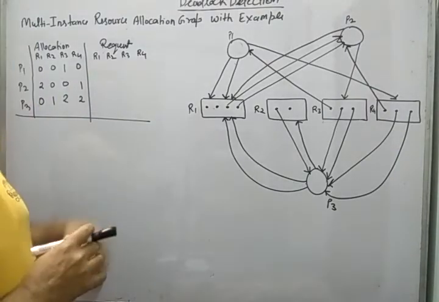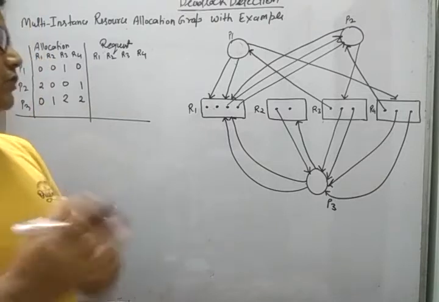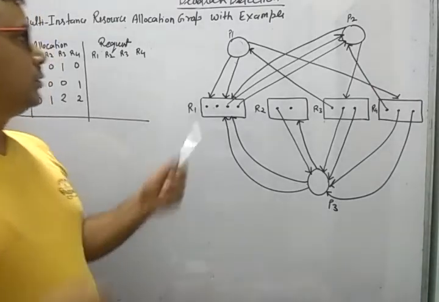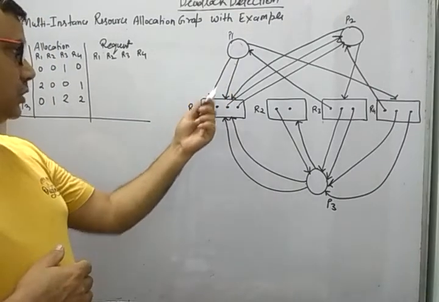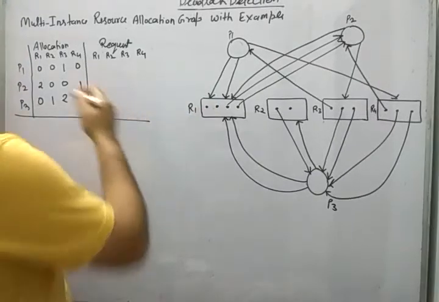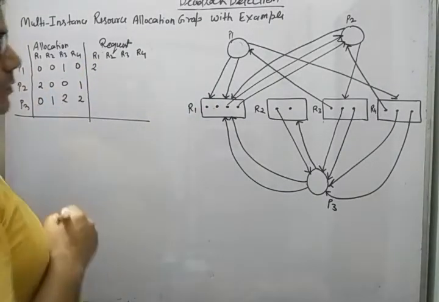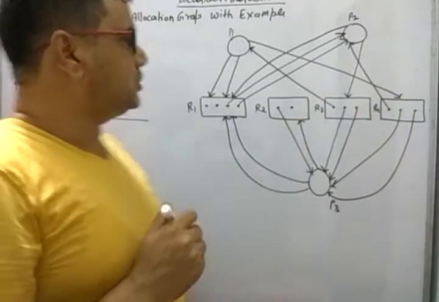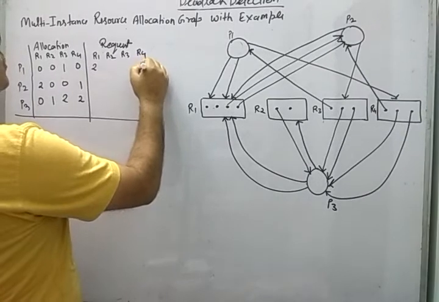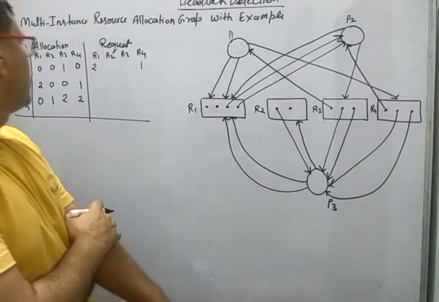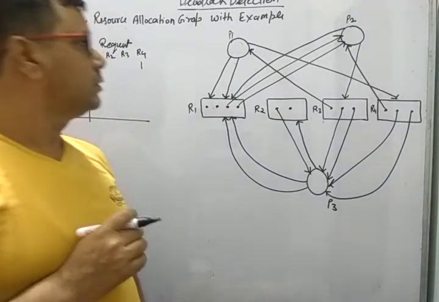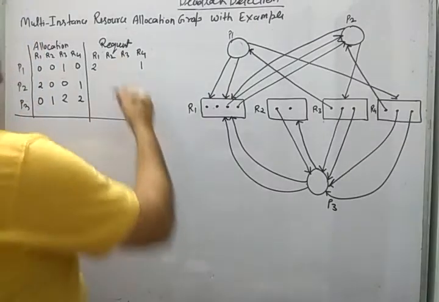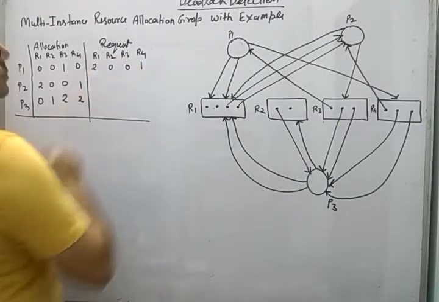Now we have to prepare the request table. What is the request table? Now look here, process P1 is requesting two instances of R1. Process P1 is also requesting one instance of R4. No other request is here from the process P1 side. That means these entries will be 0 and 0.